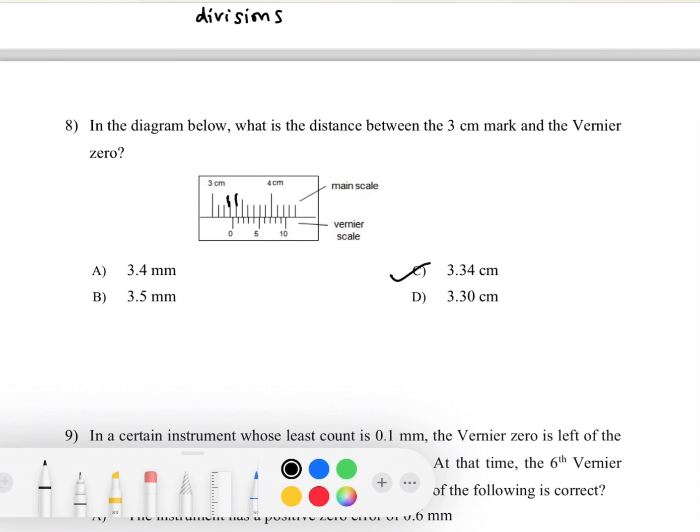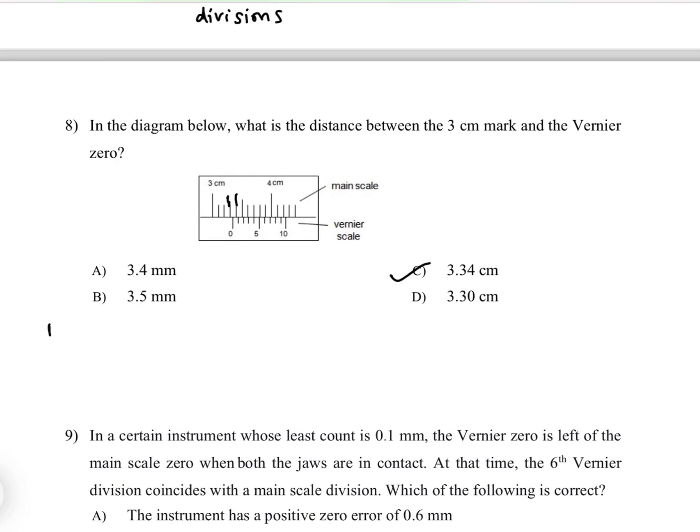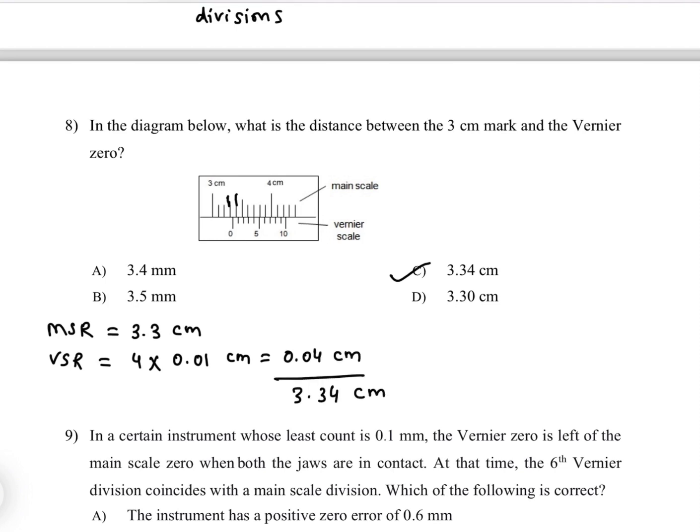But if you want to verify how 3.34 centimeter is the answer, we can follow the procedure. According to the procedure, the main scale reading is 3.3 centimeter. Then we need to identify what is vernier scale reading. Vernier scale reading is division number 4. Vernier division number 4 is coinciding with the main scale. So vernier scale reading will be 4 into least count, that is 0.01 centimeter. So vernier scale reading will be 0.04 centimeter. An addition of MSR and VSR will give us the final answer, 3.34 centimeter.